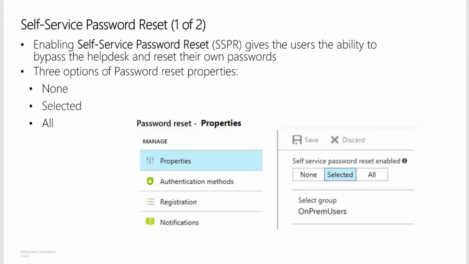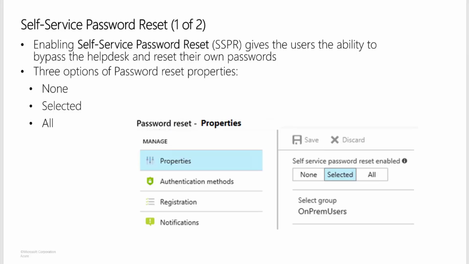So the next thing is self-service password reset. The large majority of help desk calls, if you have worked on a help desk, I did a long while back, are requests to reset passwords for users. Enabling self-service password reset, also known as SSPR, gives users the ability to bypass the help desk and reset their own passwords. To configure self-service password reset, you must first determine who will be enabled to use it. From your existing Azure AD tenant on the Azure portal, you can select the properties of password reset.